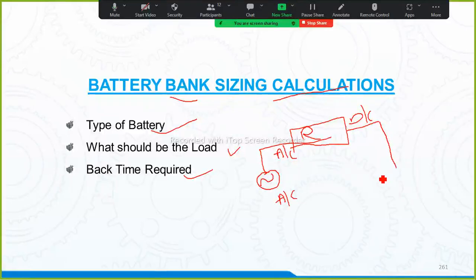Then again, this power will go to the battery charger. This power will go to the battery charger, and the battery charger will start charging the power to the battery.